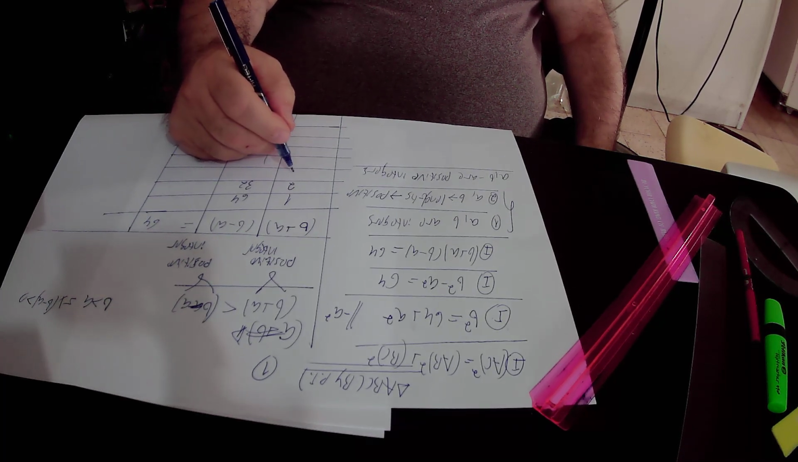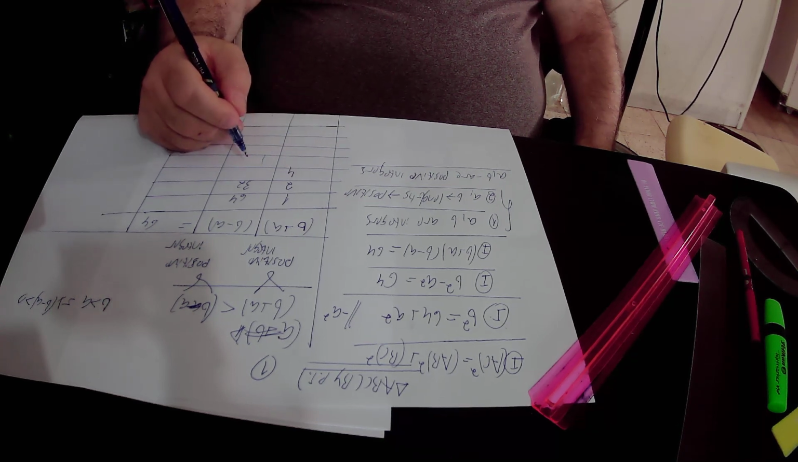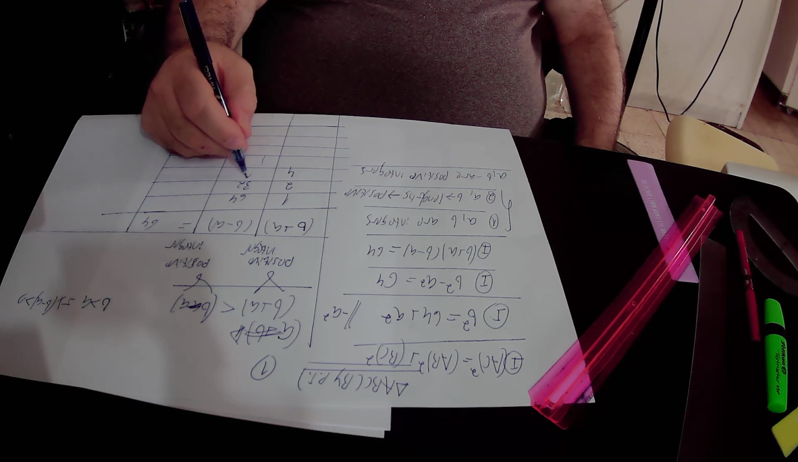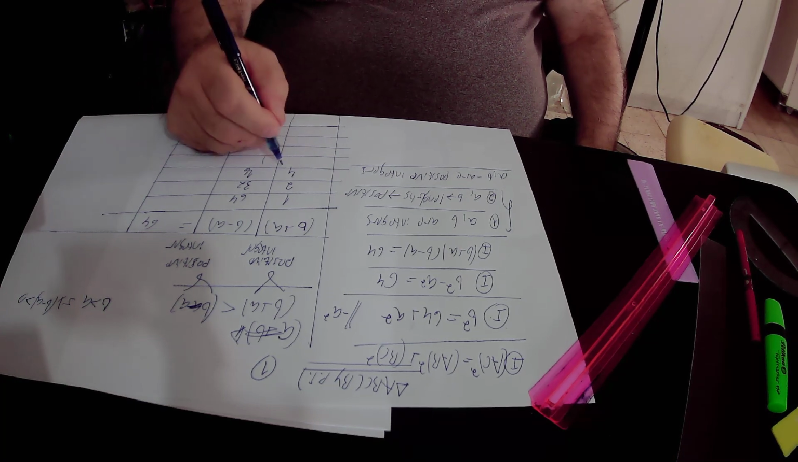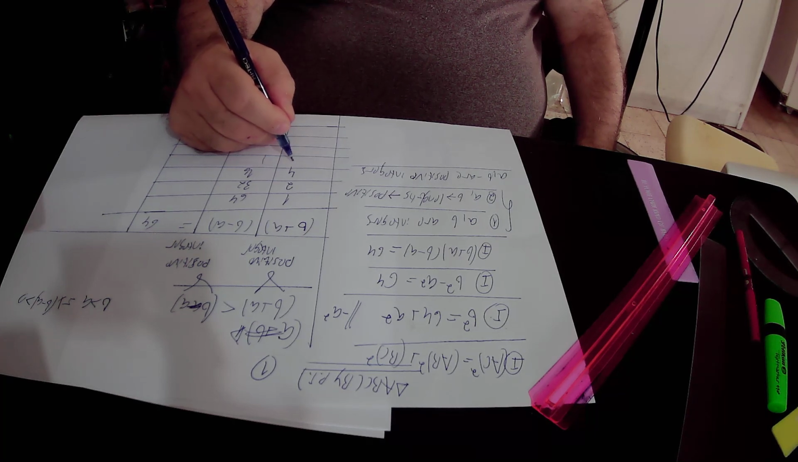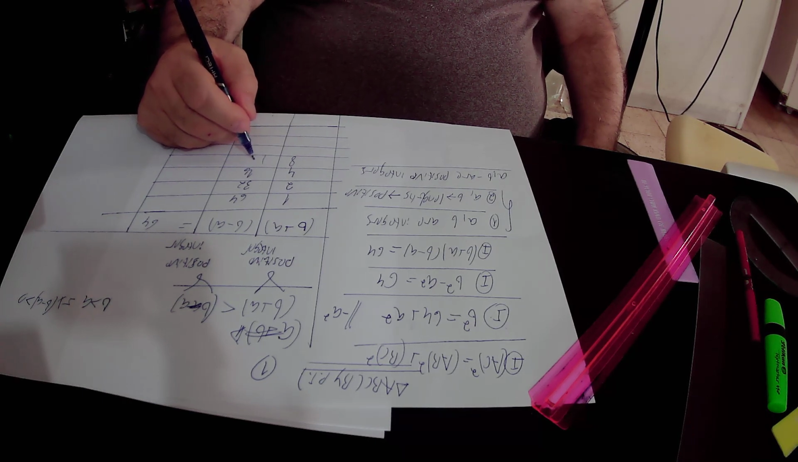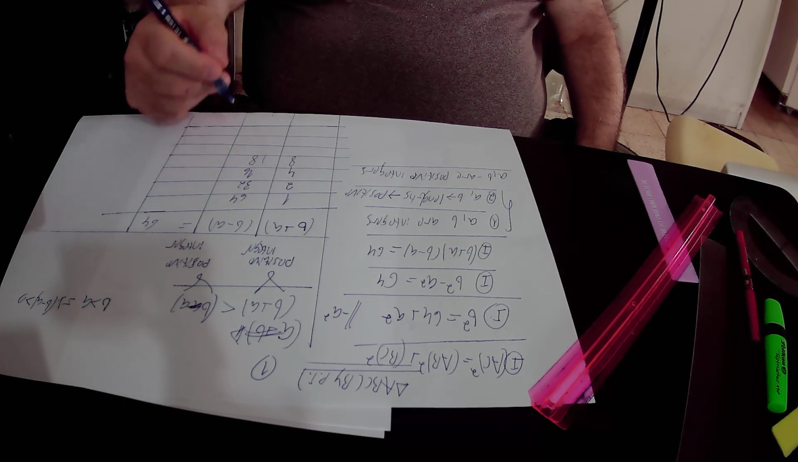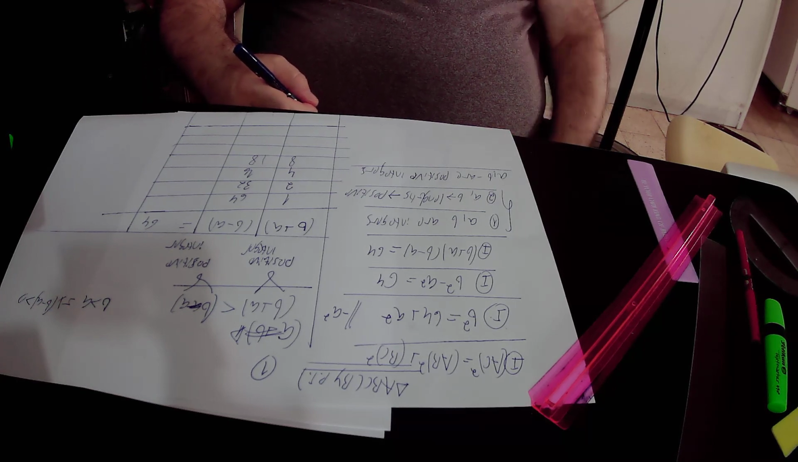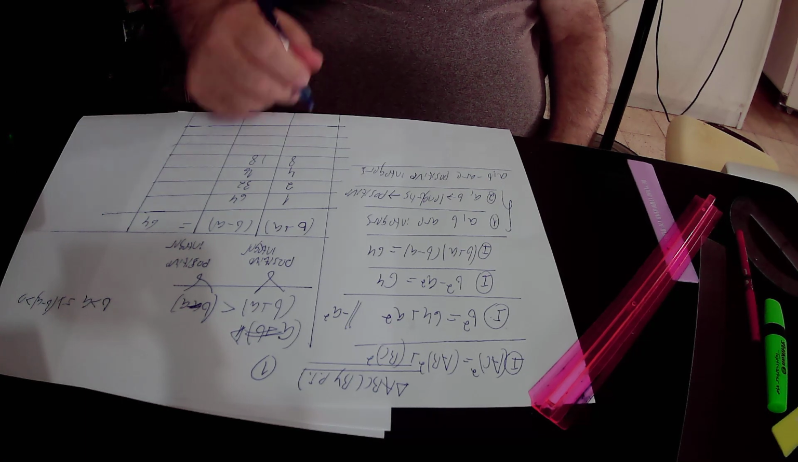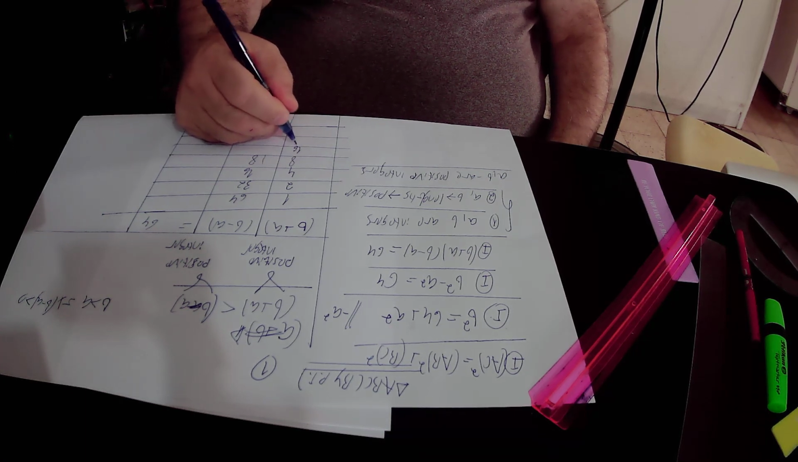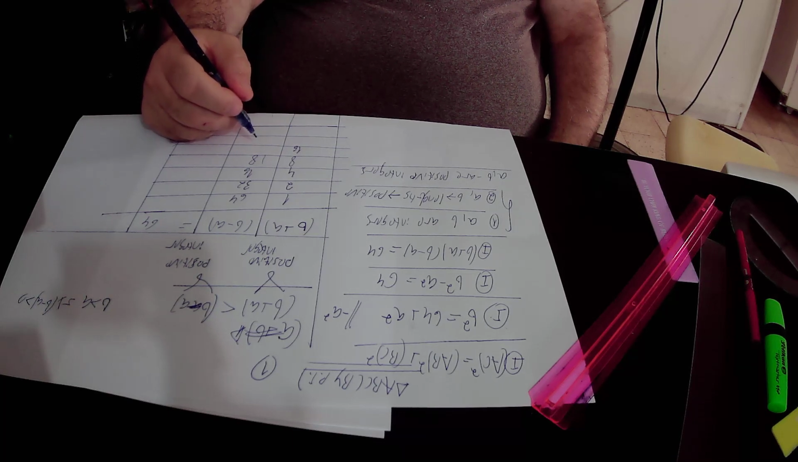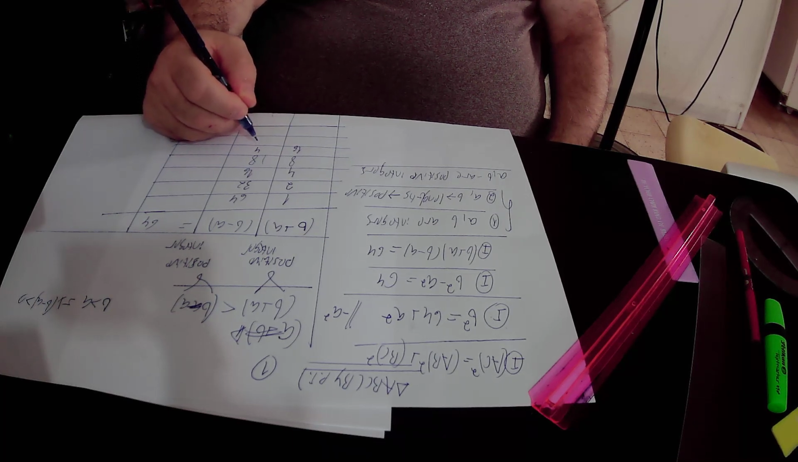The third possibility is that b plus a equals 4 and b minus a equals 16, and 4 times 16 is 64. The fourth possibility is that b plus a equals 8 and b minus a equals also 8, and then 8 times 8 is 64. Then we have the next possibility that b plus a is 16 and b minus a is 4, and 16 times 4 is 64.